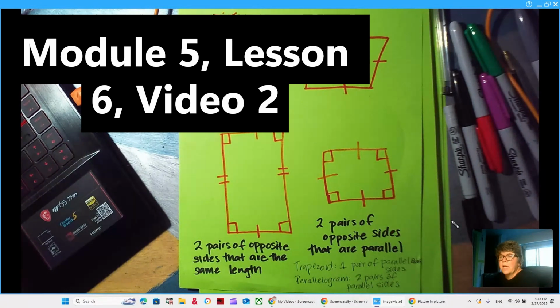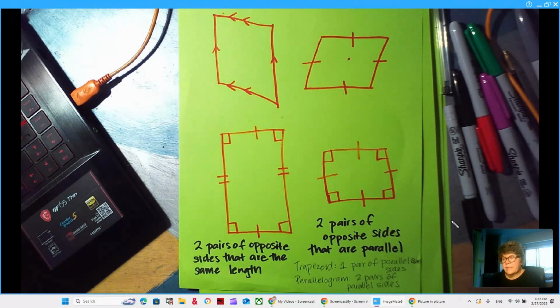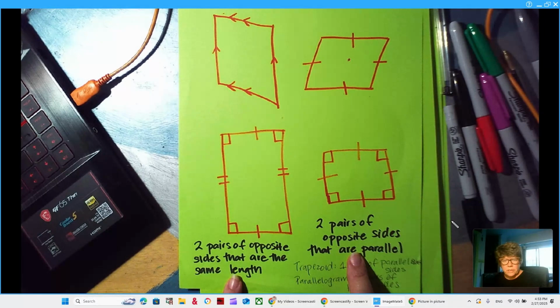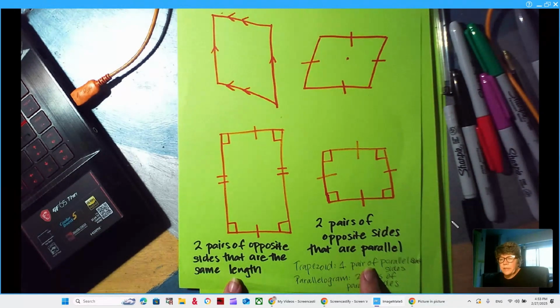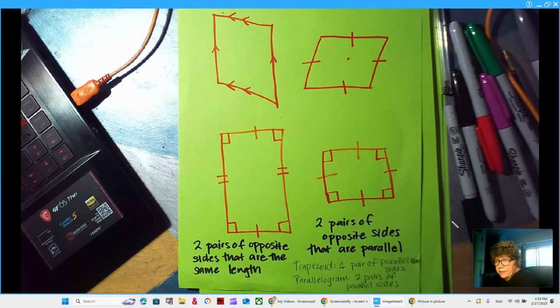A little debrief, and we're going to identify quadrilaterals from given properties. So you can see on my drawing here, I have some quadrilaterals, and we have two descriptions. One says two pairs of opposite sides that are parallel, and one says two pairs of opposite sides that are the same length. Okay, so we're going to be talking about them, but first let's debrief a little bit about what you did in the lesson.